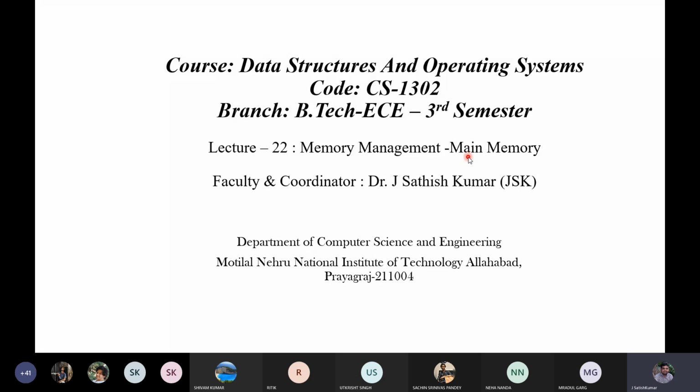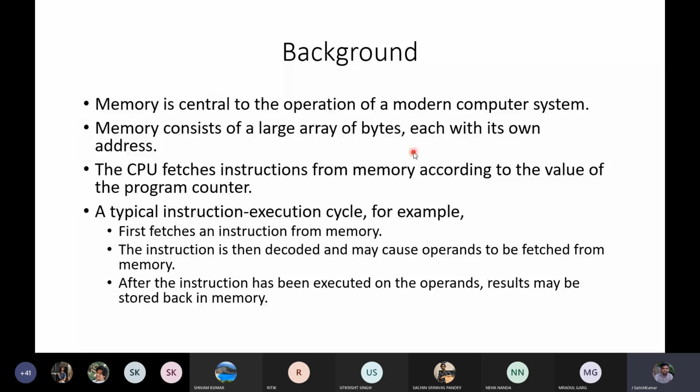Today's class we will not be able to finish. We need Thursday's class also. So we will start discussing this main memory with respect to memory management. We'll see how much we can finish today, and the rest of the things we will try to cover on Thursday's class. And after that, we will discuss the virtual memory.